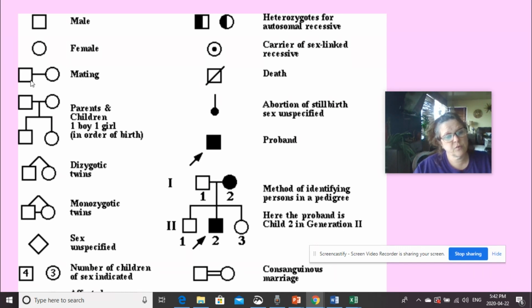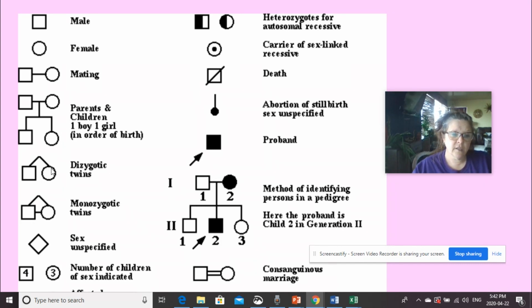The line between the male and female just means they have children together. So it's a mating line. And then the line down from that indicates their children, and they're always put in order of birth. So here we have two parents who had a boy and then they had a girl.